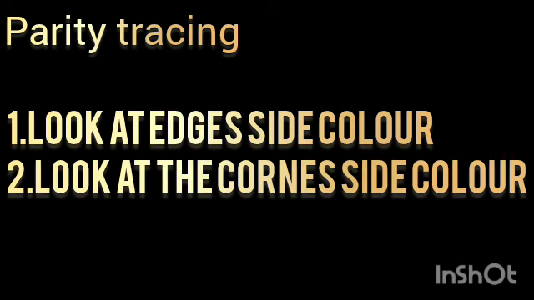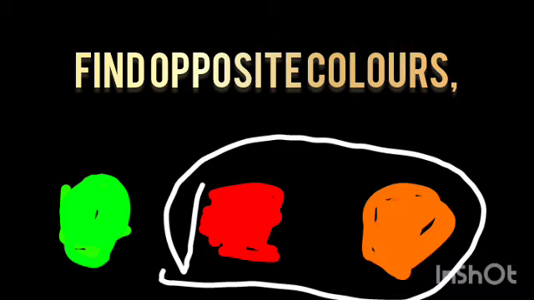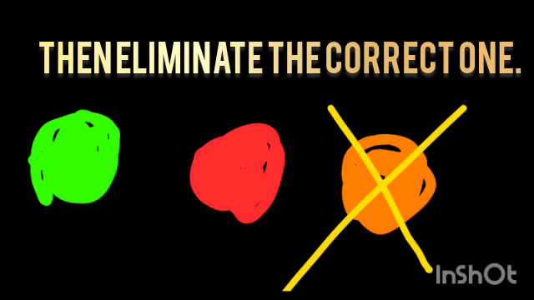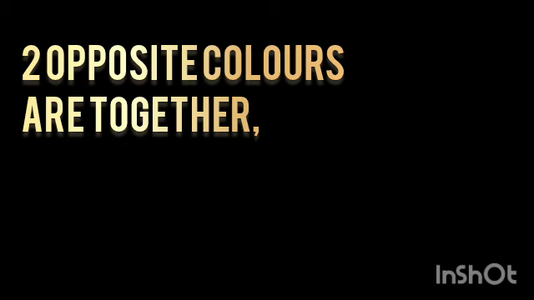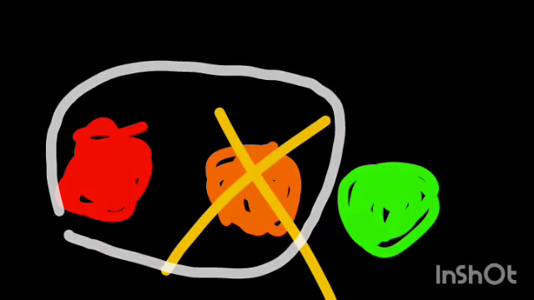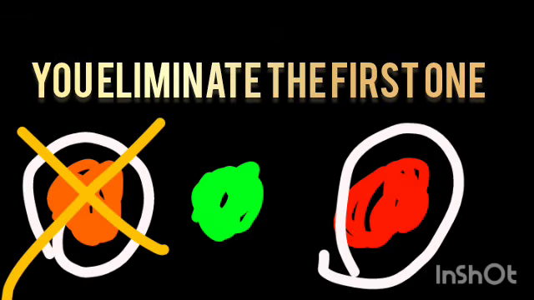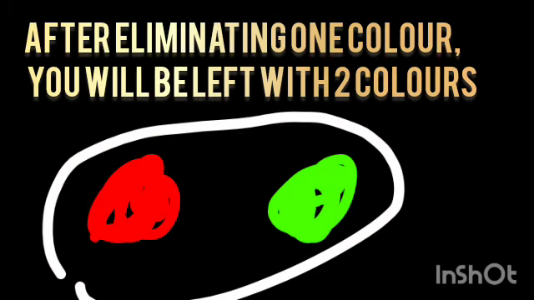Let me explain the first two steps first, which are looking at the edge side color and the corner side color. You need to take the first three edge or corner side colors. Then you find the opposite colors, then eliminate the right one. When you have two opposite colors together, you eliminate the back one. If the first and last colors are opposite, you eliminate the first one. After eliminating one color, you will be left with two colors.